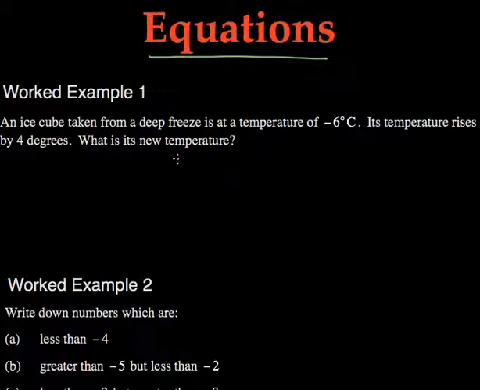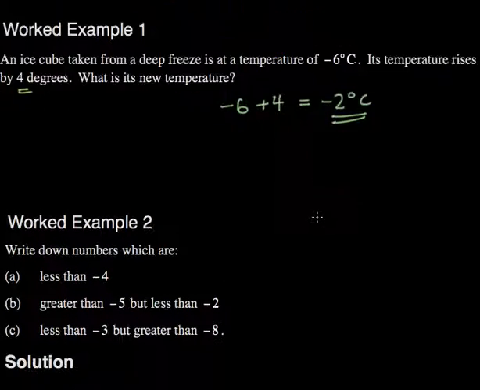You may laugh at this, but remember, it's very easy to get a question like this wrong by just going through it far too quickly. So just spend a bit of time on this. I've seen people in GCSEs get this wrong before. So an ice cube is taken from a deep freeze at -6, and then it rises by 4 degrees. The answer must be -2 degrees. And it's very important that you get that one right. Just be very slow with these sorts of questions.